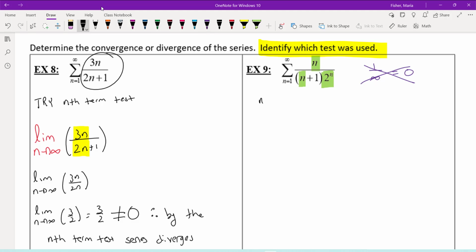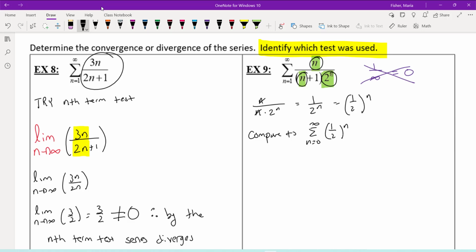We have an n over n times 2 to the n, because this is a leading term. Well, the n's cancel here, and that's just really a 1 over 2 to the n. So I'm going to compare it to the sum from n equals 0 to infinity of 1/2 to the n. That is a geometric series. The absolute value of r is equal to a half. A half is a number that is less than 1, therefore we know that this is going to converge.